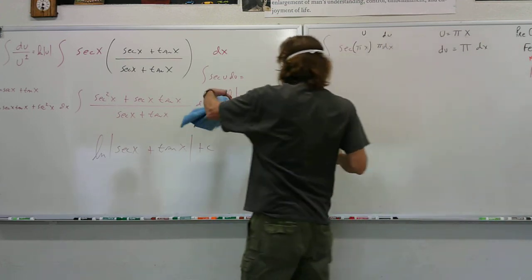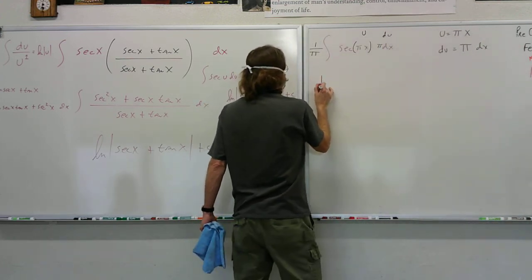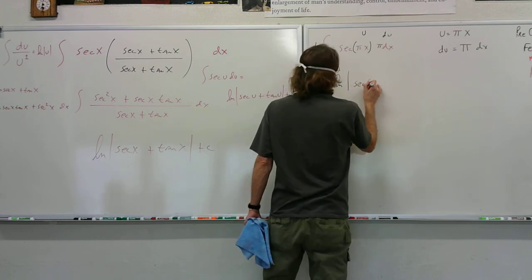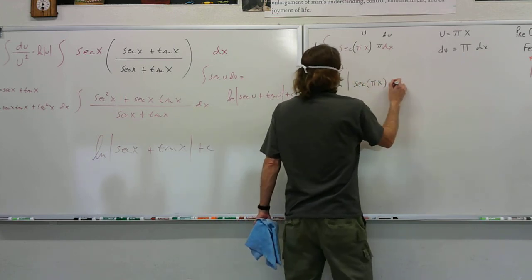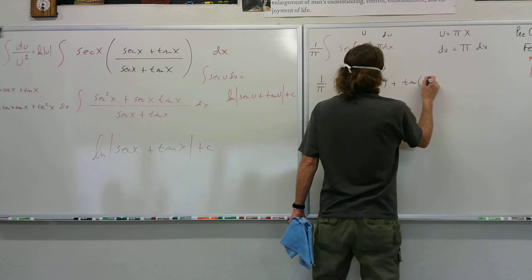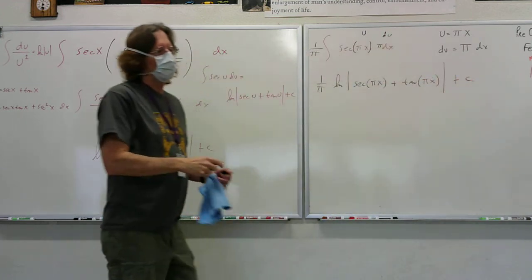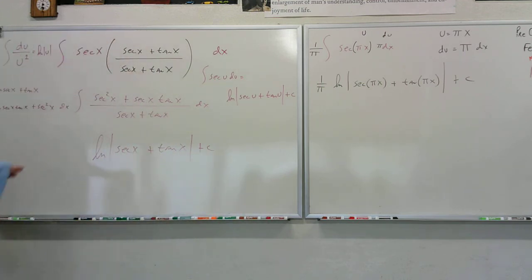Then I just use the rule. So it's 1 over pi, natural log, secant pi x plus tangent pi x, plus c. So if you got the rules, it's easy. See? All the trig functions are really pretty easy as long as they fit one of the 10 rules. Now, if the trig function is not one of the 10 rules, we got ways to deal with that, but not there yet.